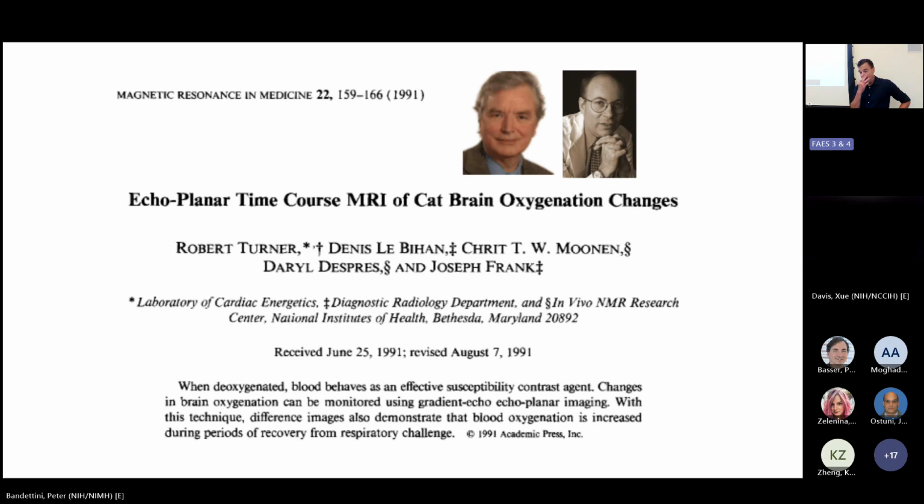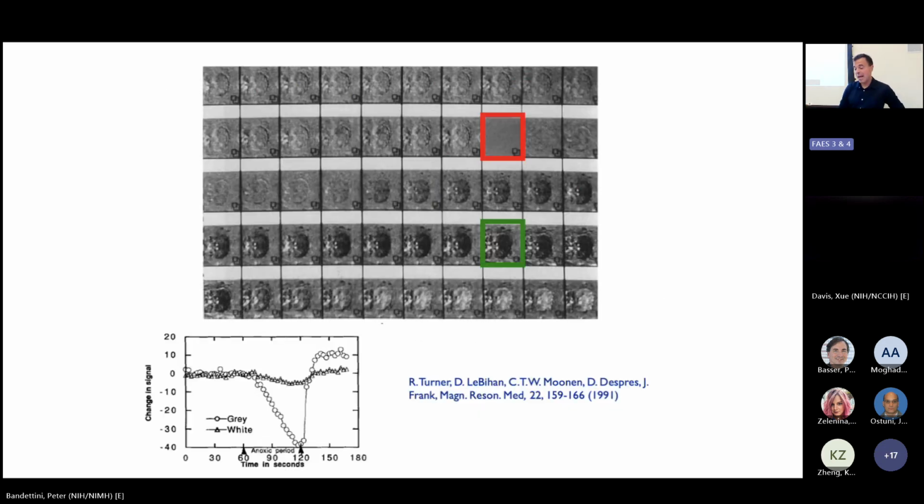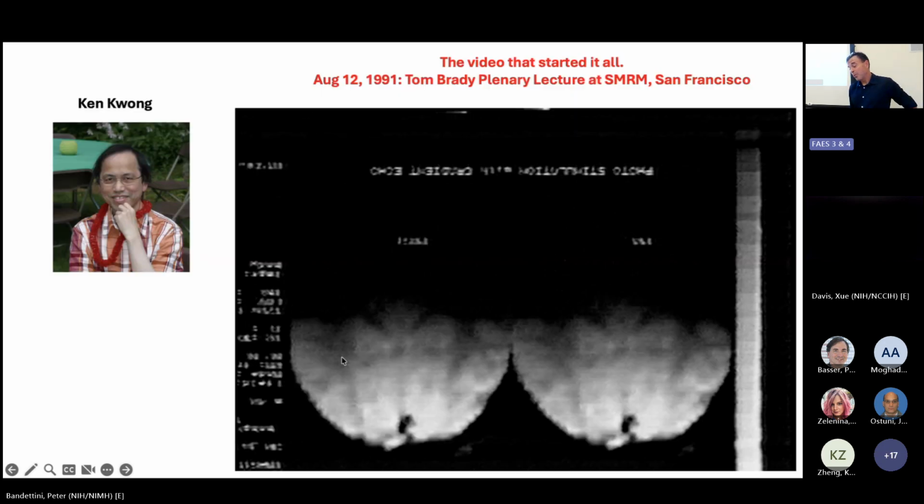So Bob Turner, as I mentioned, did his cat study and showed pretty dramatically that when you cut off the oxygen from the cat brain, the signal goes down rapidly. When you return it, it goes back up and it overshoots. So by now the field was really excited.